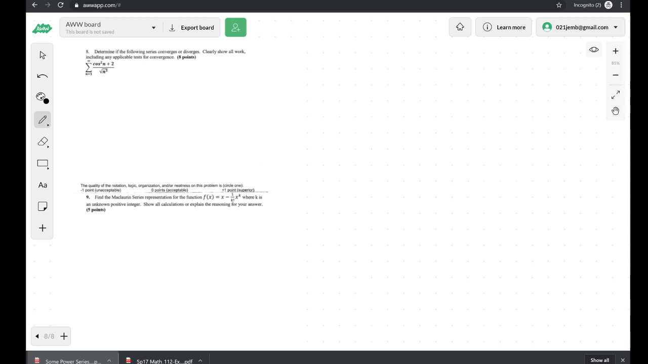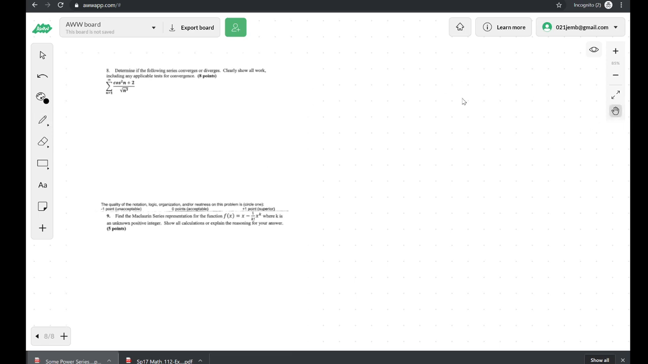For question 8, we're going to determine if the following series converges or diverges, and clearly show all work, including any applicable tests for convergence. Now, this is a very nice problem. Actually, first, I tried the limit comparison test, and it went terribly, because it's just a mess. It didn't work. The limit comparison test failed.